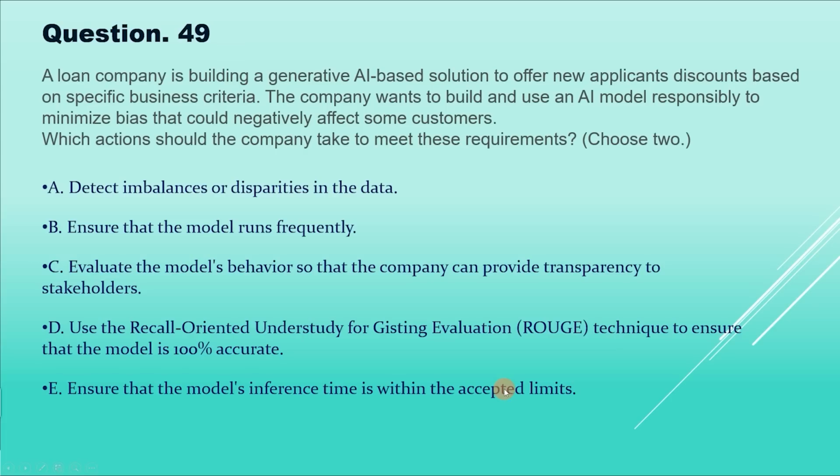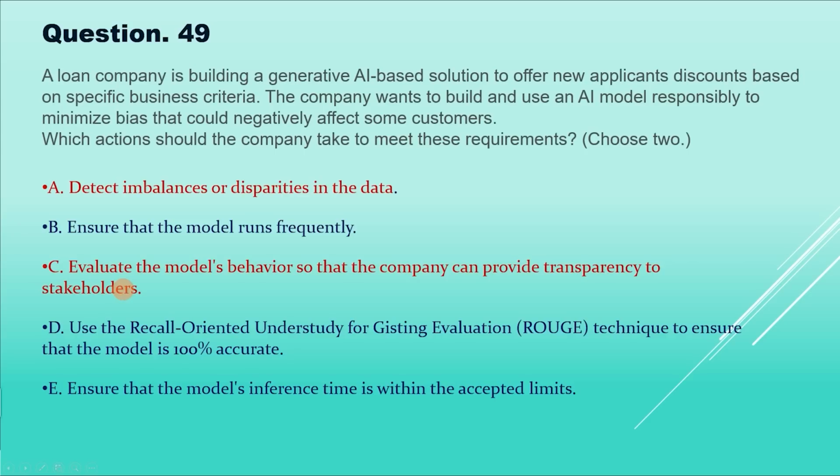And the correct answer here will be option A, detect imbalances or disparities in the data, and option C, evaluate the model's behavior so that the company can provide transparency to stakeholders. Option B is not correct here because frequent model runs don't address bias or responsible AI. And option D, ROUGE, is not correct here because it is used for text summarization evaluation, not lending decisions. And option E is wrong here because inference time is about performance, not fairness or responsibility. So option A and option C are correct here.